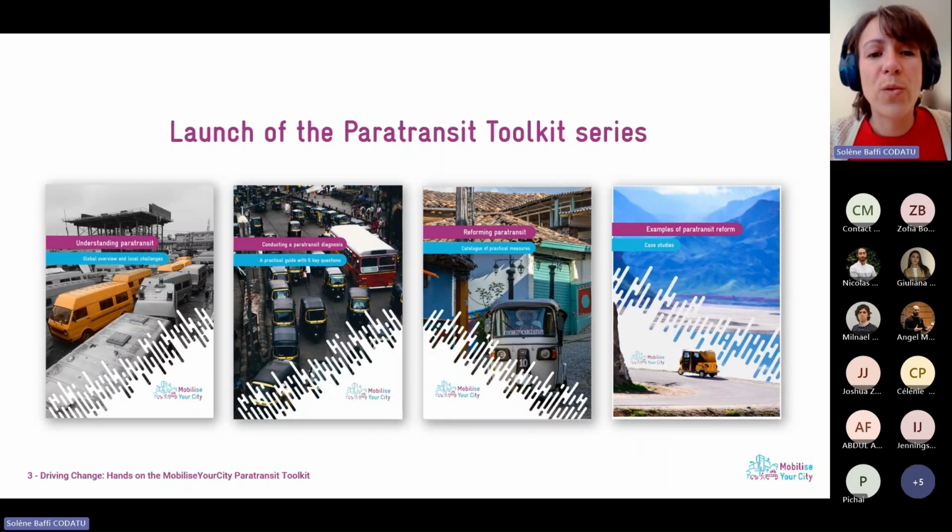The first one will present you with the main characteristics of the sector worldwide. In the second tool, you will have different questions that you can ask when you want to conduct a diagnosis of the paratransit sector in your city. And the third tool will provide you with information and types of action that you can implement in case you would like to implement a reform on the paratransit sector. And you will find case studies in the fourth tool, based on experiences that have been implemented across the world over the past years. We will today dedicate more time to the different tools of the Paratransit Toolkit for you to get more familiar with it and see how you can actually use it in your own context.